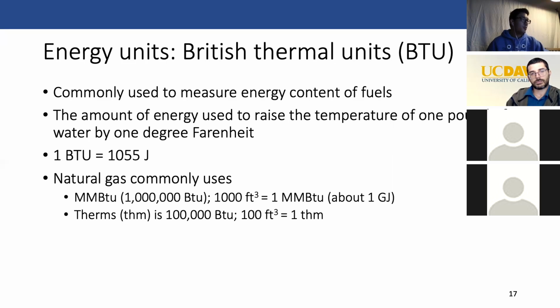So an MMBTU is 1 million BTU. 1,000 cubic feet of natural gas is just about 1 million BTU. A therm is 100,000 BTU, and 100 cubic feet of natural gas is 1 therm. So when we're talking about natural gas as a fuel, oftentimes it won't be referred to in terms of joules. It'll be referred to in terms of BTUs.